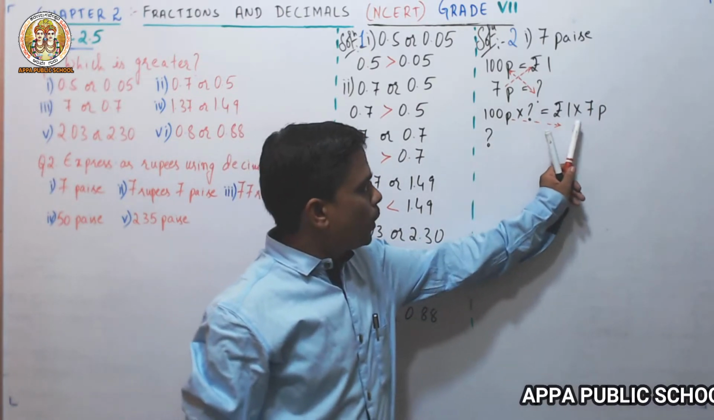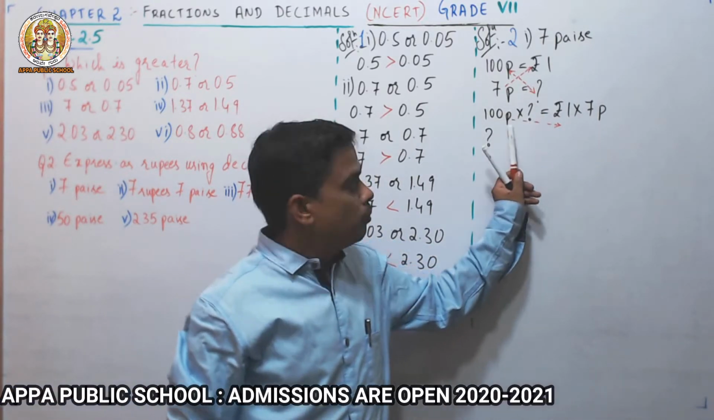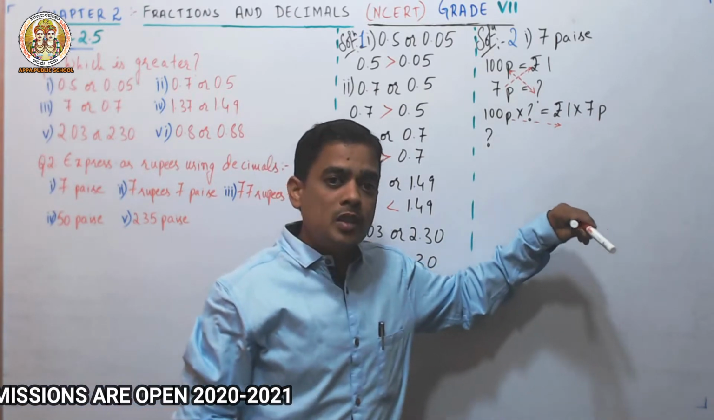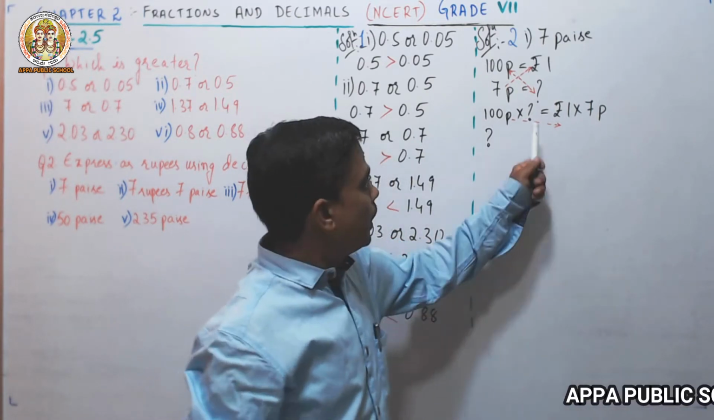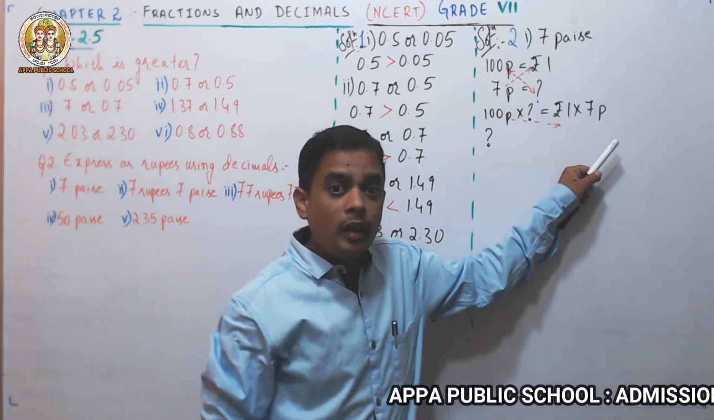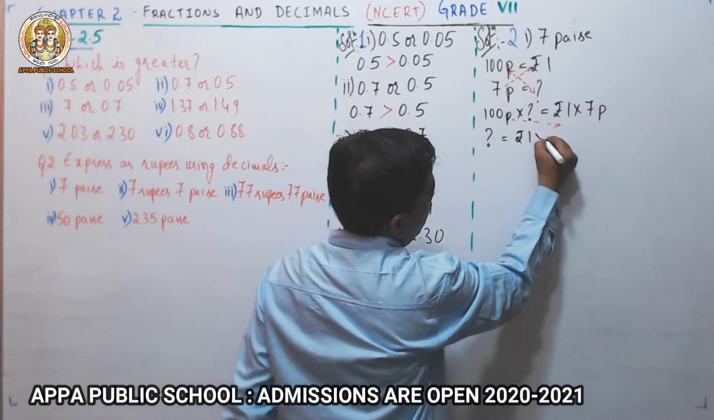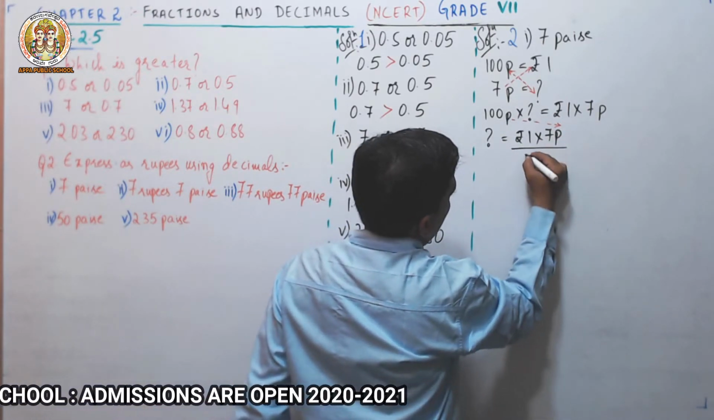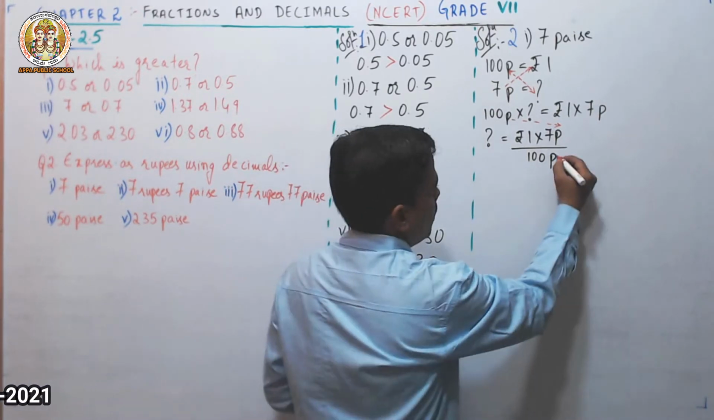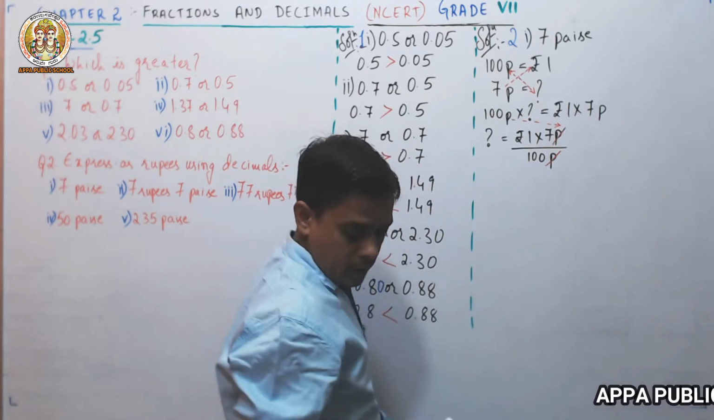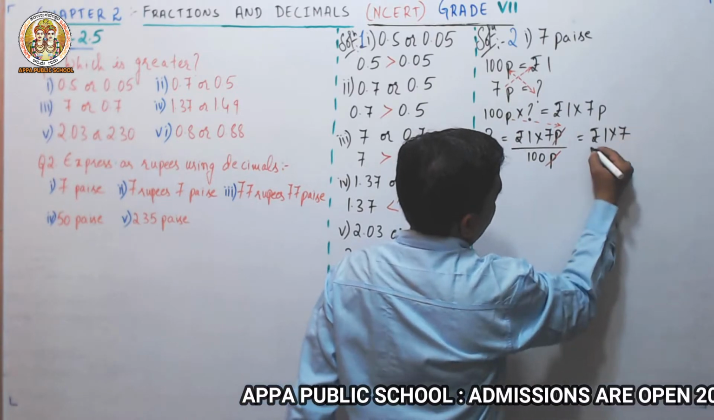So question mark is equal to rupee 1 into 7 paise divided by 100. Why? Because 100 is multiplied with the unknown number. If you transpose it to the RHS, it will be divided. Next, question mark is equal to rupee 1 into 7 paise divided by 100 paise. Here I will cancel the units, paise and paise. So what remains is rupee 1 into 7 divided by 100.